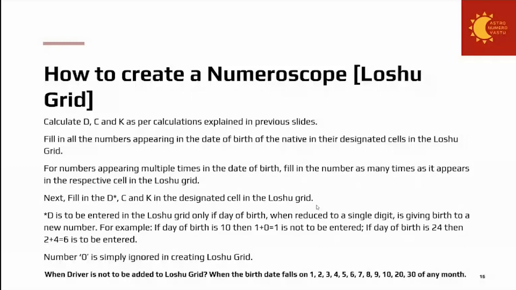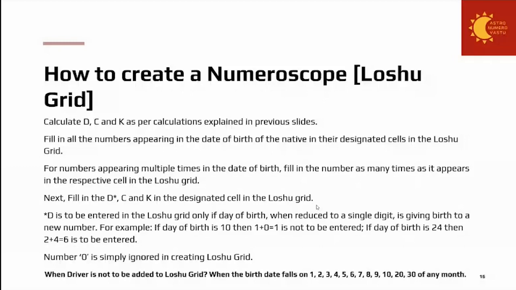So what is the rule? The rule is that when the birth date falls on the 1st, 2nd, 3rd, 4th, 5th, 6th, 7th, 8th, 9th, 10th, 20th, or 30th of any month, then you do not need to add the driver number to the Loshu grid. This is the only exception you have to be very careful about, because if you add the driver in these cases, it will give misleading predictions. So be careful.